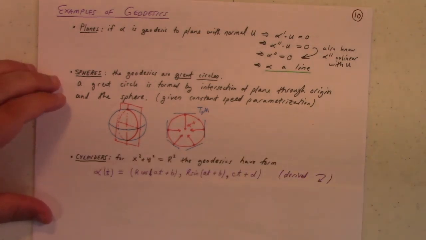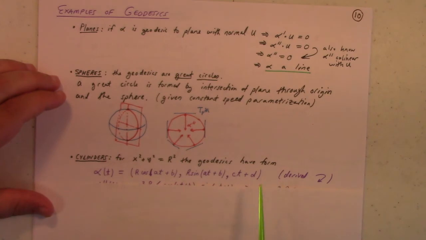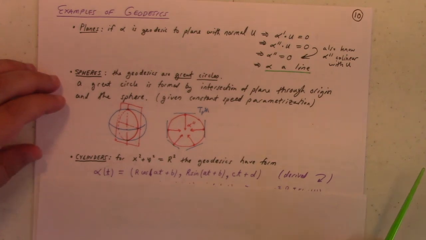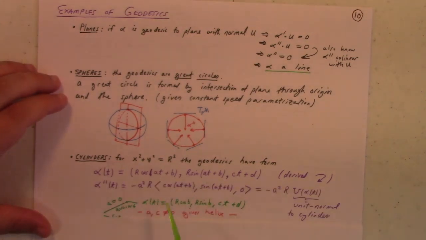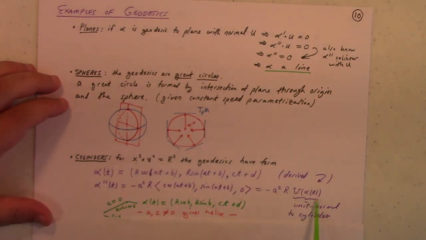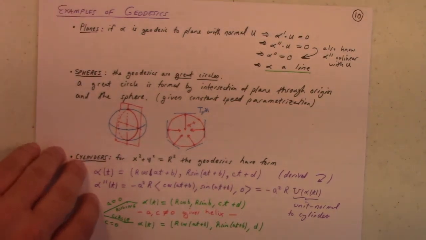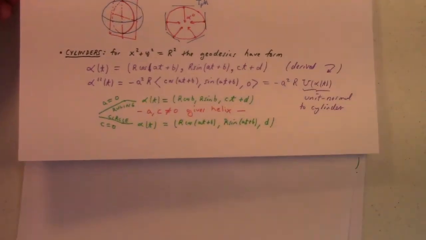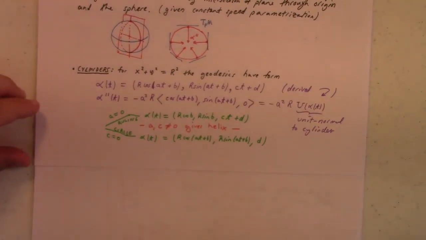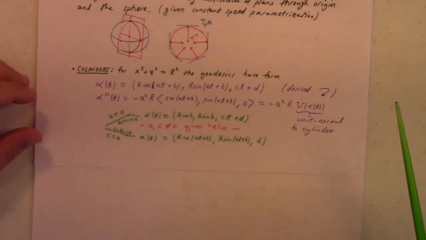All right, cylinders. For x squared plus y squared equals r squared, geodesics have the form shown here. And here's the proof that it's geodesic: I differentiate twice, I get this lovely thing, but this is exactly minus a squared r times the unit normal to the cylinder, which shows you that the acceleration is collinear with the unit normal, hence alpha is geodesic as claimed. I'm really fond of this example of geodesics on the cylinder because there's a lot to say about it. It's a really beautiful example when you study the calculus of variations, as we will do for a couple days, at least in my advanced calculus course.